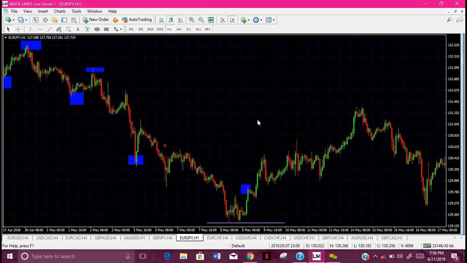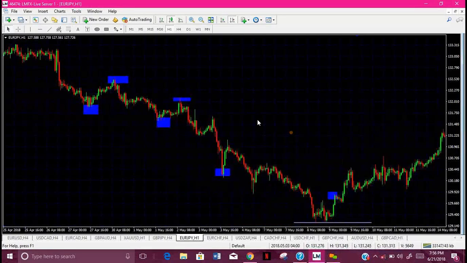So what I'm saying is don't be greedy. Don't be emotional. If this is your target, make sure you set a target. If this is your target, let price hit your target, take you out of the trade. You can always find another entry.